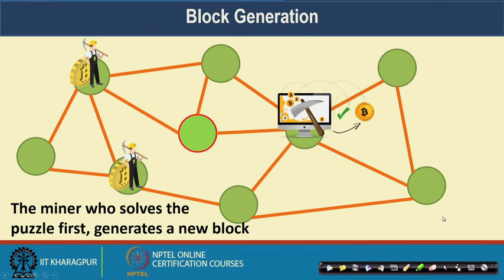So, in general, in an ideal case, the miner will be able to correctly find the nonce value by solving that puzzle. Once the miner finds the nonce value, he or she is able to generate the new hash which connects the new block with the previous blockchain, and that way the entire blockchain gets updated.